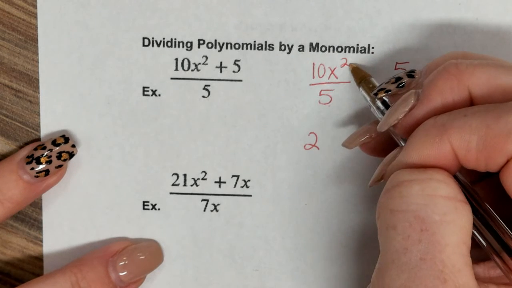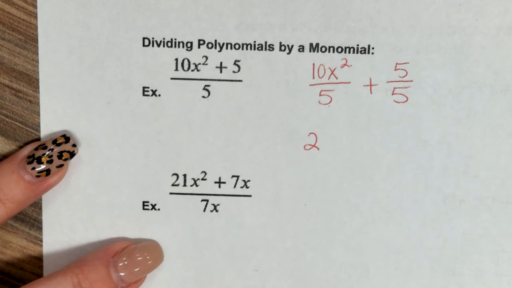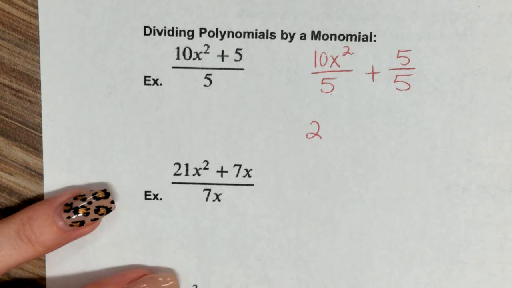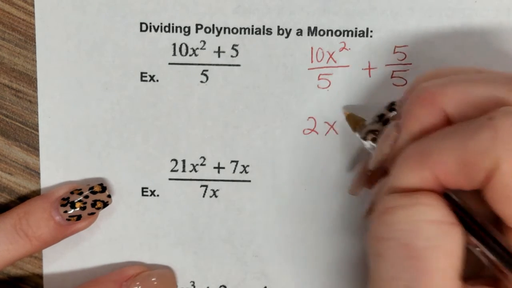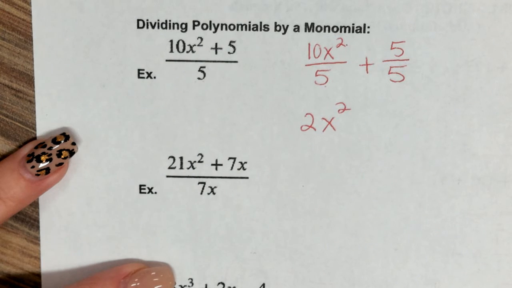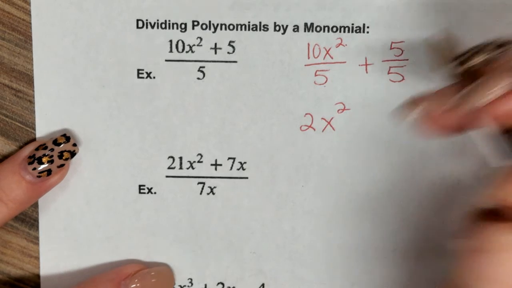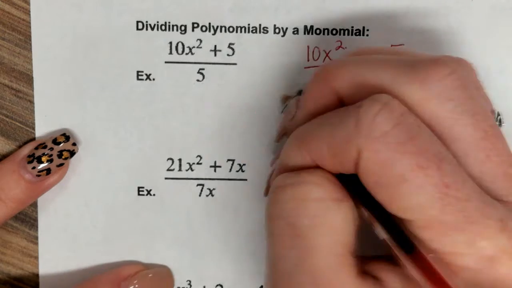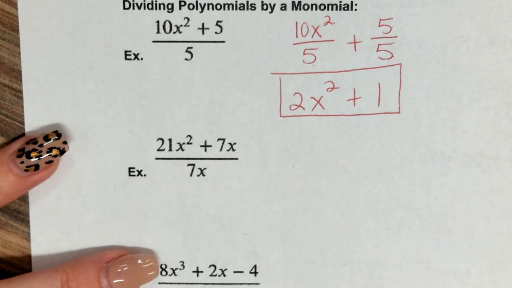And then I have x squared, but I don't have anything to combine it with down here. So would x squared stay on the top, or would it go to the bottom? The top. There's nothing to do with it here. So it just stays on top. All right, what is 5 divided by 5? So I have 2x squared plus 1. All right, are y'all good?